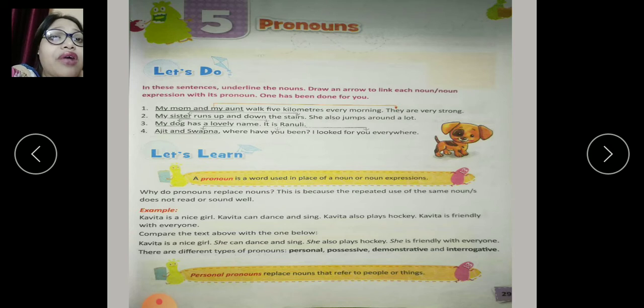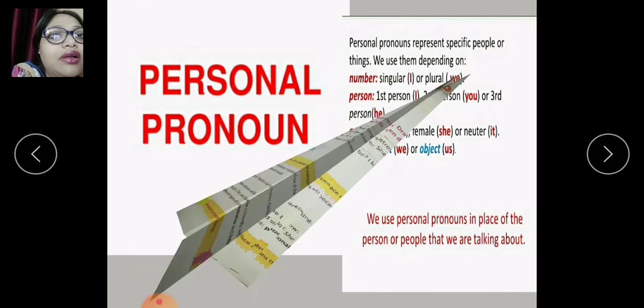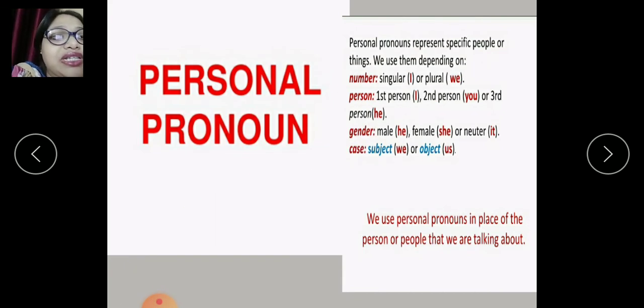So how many pronouns are there? There are types of pronouns. How many types? Four types of pronoun. Here you can see personal pronoun, possessive pronoun, demonstrative pronoun, and interrogative pronoun. So now we are going to get into the details of the chapter. So the first topic of discussion is personal pronoun.